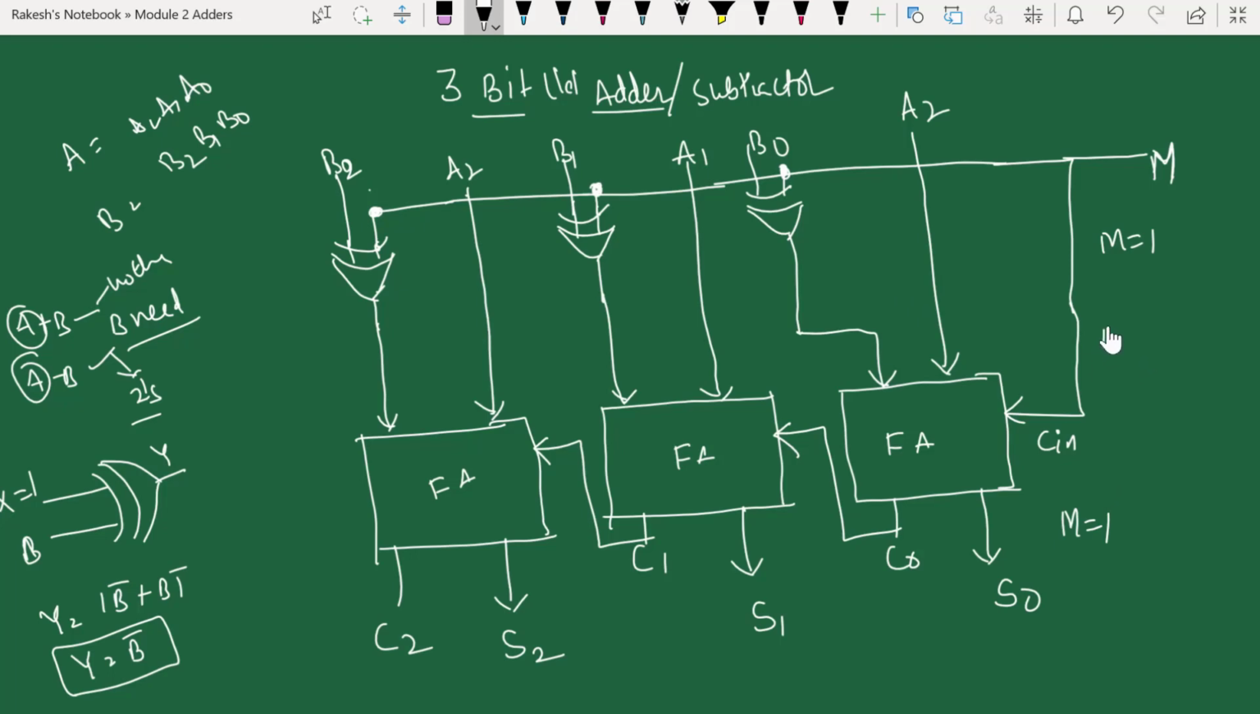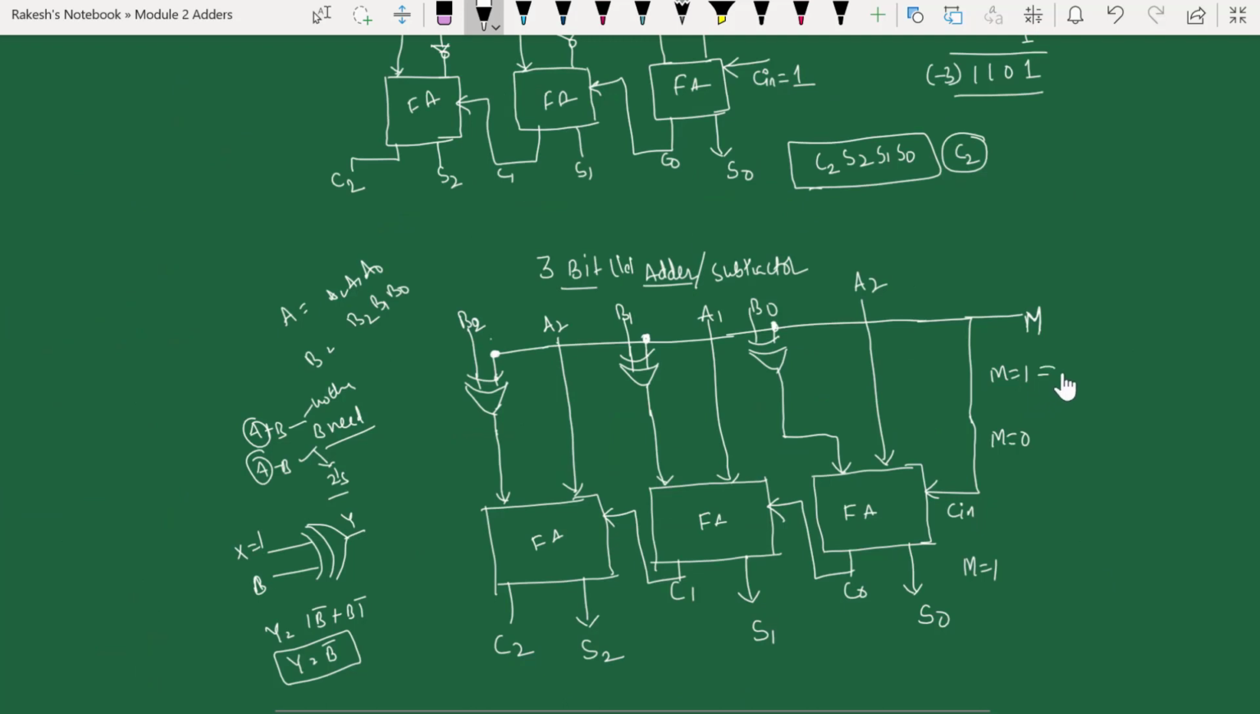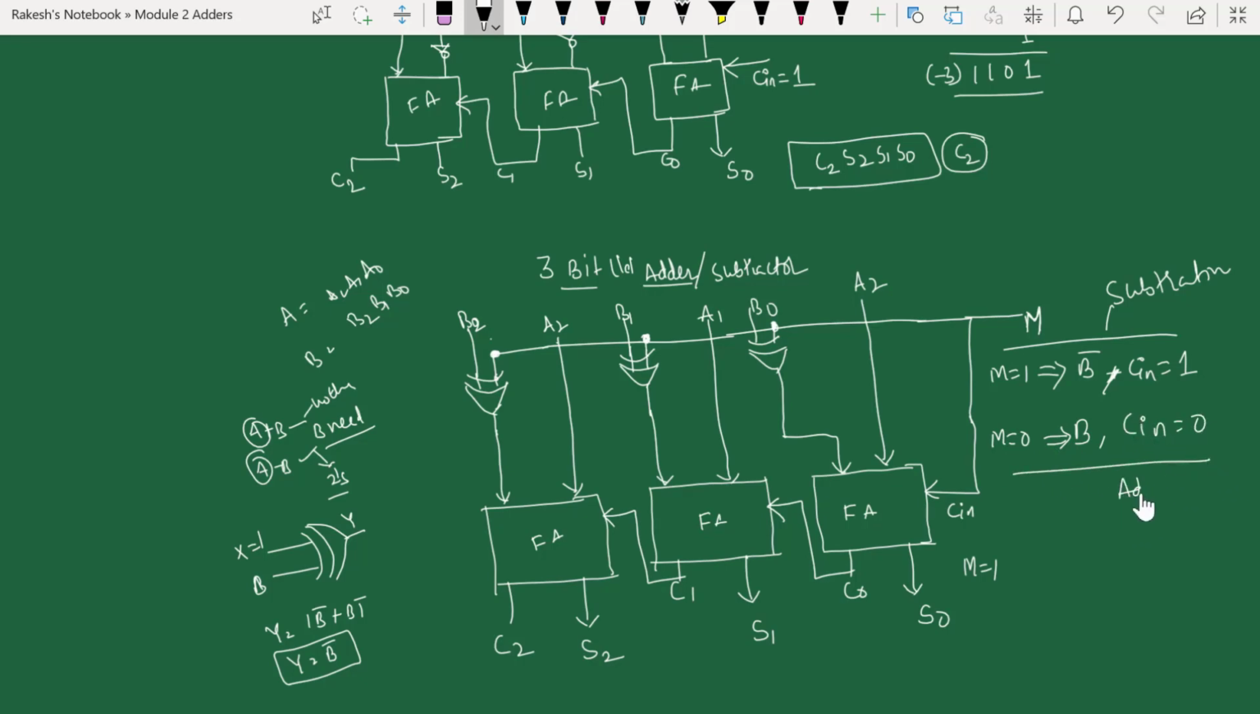Whereas when you keep M equal to 0, that means X is 0 here. It is going to produce B without any change, and your C-in is 0. In this case, it is going to act as an addition operation.